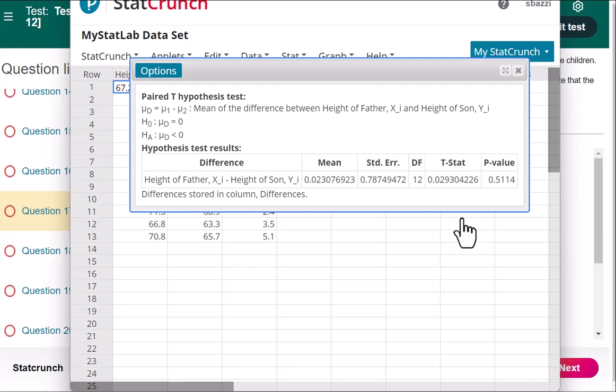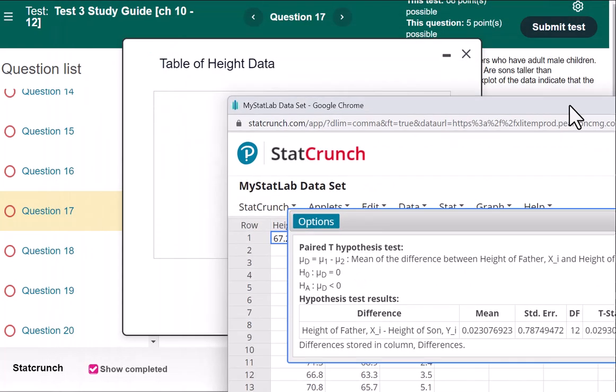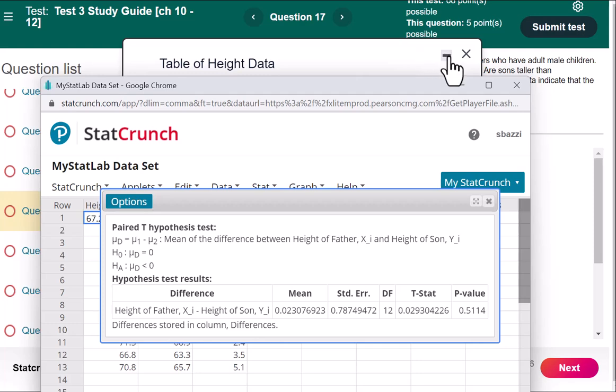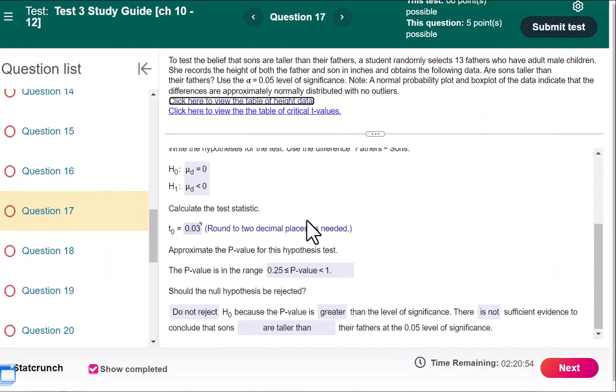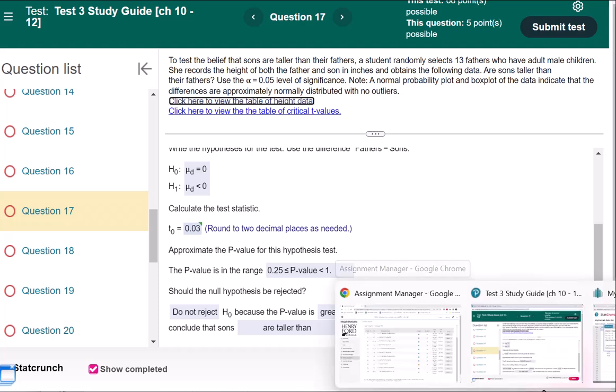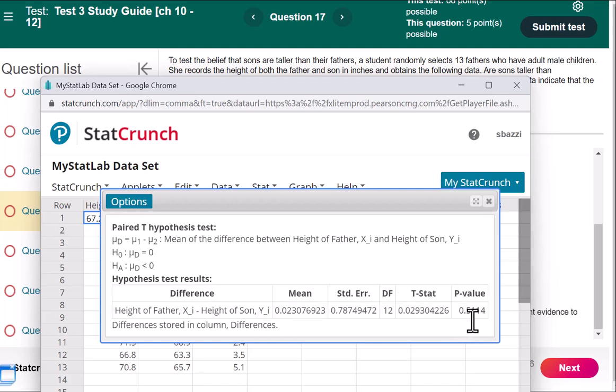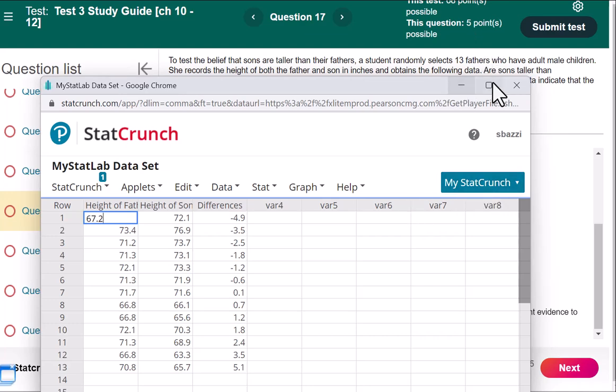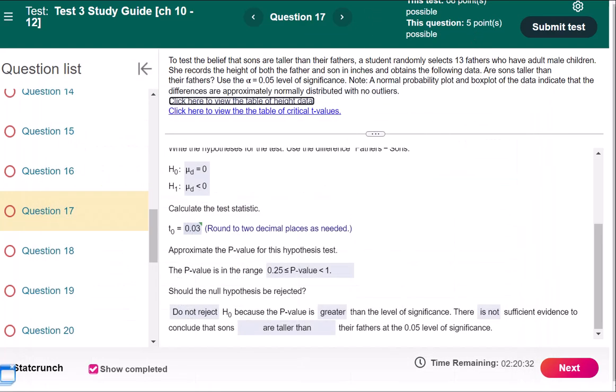Hit compute, and the test statistic is 0.02. You see right here. And look at the p-value. Let me show you the p-value one more time. P-value is huge, 0.51. So the test statistic is 0.03, and look at the p-value, it's huge. So it's more than alpha, you fail to reject the null hypothesis. And there is not enough evidence to conclude that the sons are taller than their fathers.